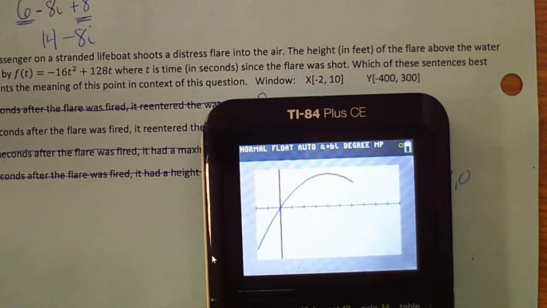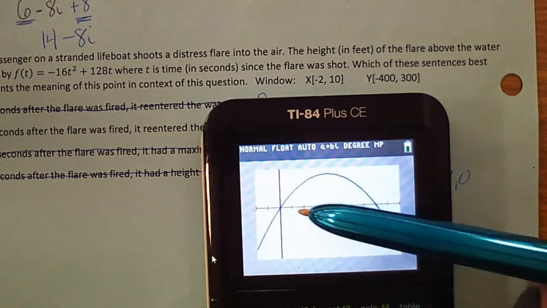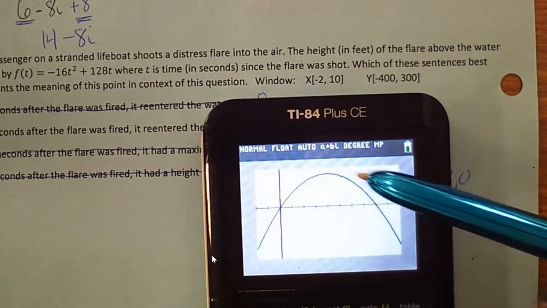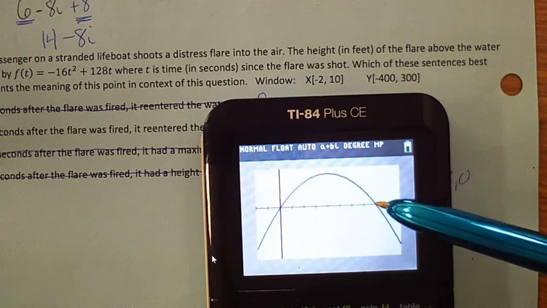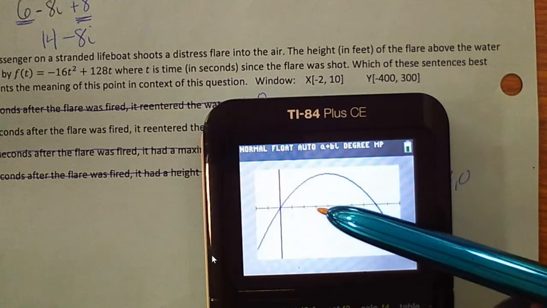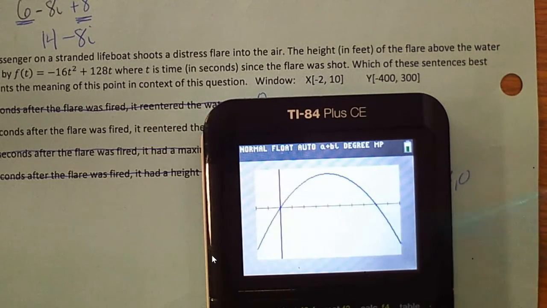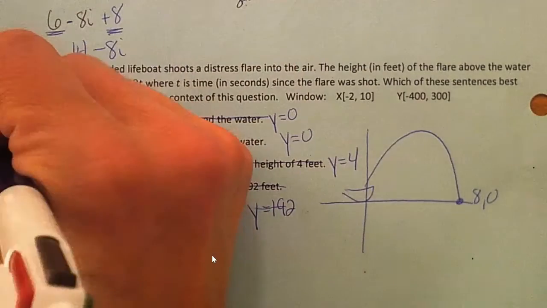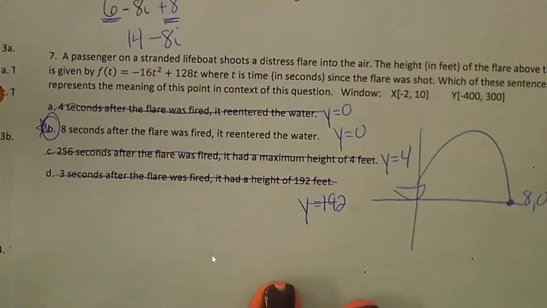So the shot is fired, it comes back down. So if this is you in the boat, it goes up in there, it comes back down. Is this 8 seconds? Yes, 1, 2, 3, 4, 5, 6, 7, 8. And so we can definitely say 100% that that is our answer.